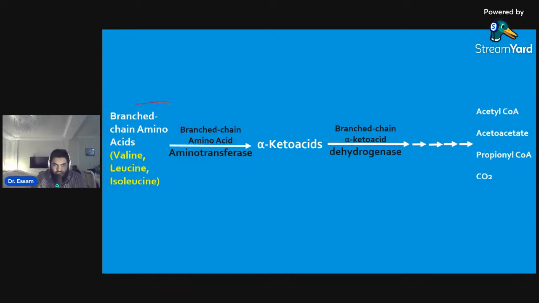Branched chain amino acids convert to alpha keto acids. How do they do that? They do it with the help of branched chain amino acid aminotransferase. This first part is easy to remember, branched chain amino acid, because these are branched chain amino acids.